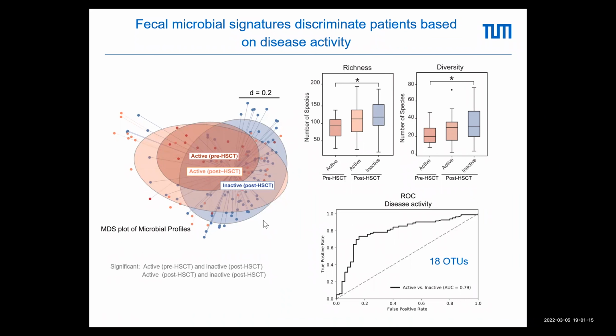And this was again reflected in the community richness and diversity. You can see that patients who are in active disease have significantly lower microbial richness and diversity. And I hope you're familiar with these terms.